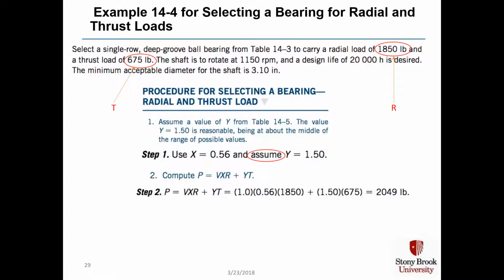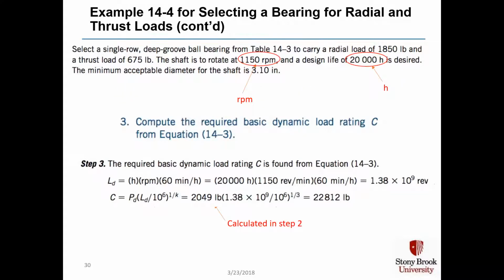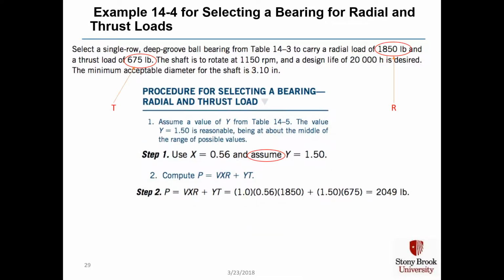The chart only applies for X equals 0.56, so we can compute a preliminary value of P, which is equal to VXR plus YT, and if you pump in all the numbers, you'll find that the preliminary value of P is 2,049 pounds. We then compute the required basic dynamic load rating C from equation 14-3 using P equal 2,049 pounds.